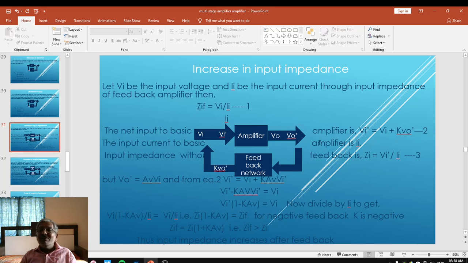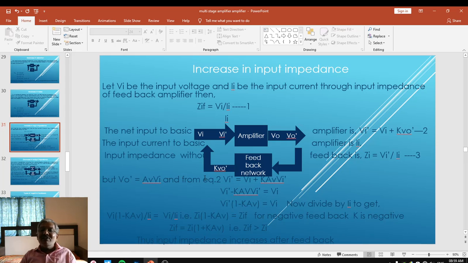The input current to the basic amplifier is Ii, which we have represented here. The input impedance without feedback is given as Zi is equal to Vi dash upon Ii. Let me call this equation number 3. But Vo dash is equal to Av into Vi, that is, the output voltage is the input voltage amplified by the gain. So we can write Vo dash is equal to Av into Vi.